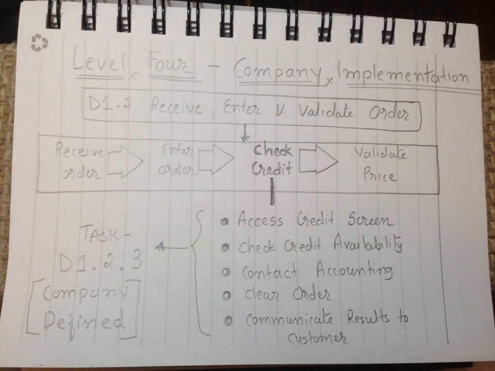So to create specific tasks related to the company, you can just basically highlight each task that your company deems to be a part of that actual process of checking credit, for example. So you would delineate access credit screen, check credit availability, and so forth. And you would line them up in how they each interact with each other. So you could probably see from this how rapid development is possible.